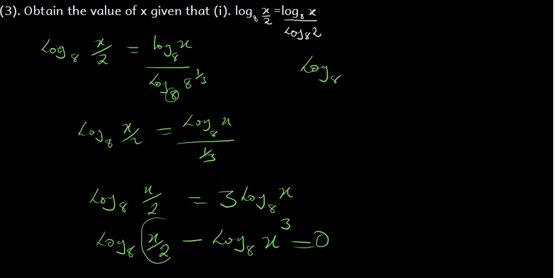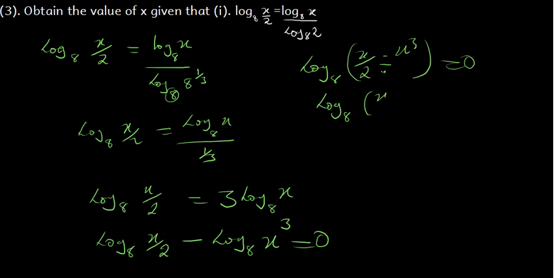The one which is supposed to be on top is this one. So we have got x over 2, and then should be divided by this one which is here, that is x to the power 3. And this should be equal to 0. Well, this is the same as log in base 8 of x over 2 times 1 over x to the power 3 is equal to 0.